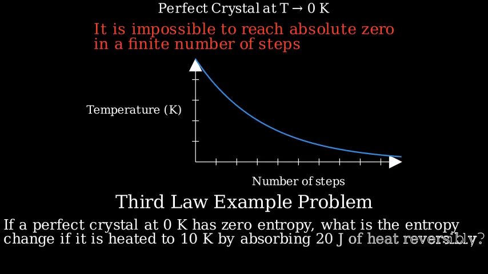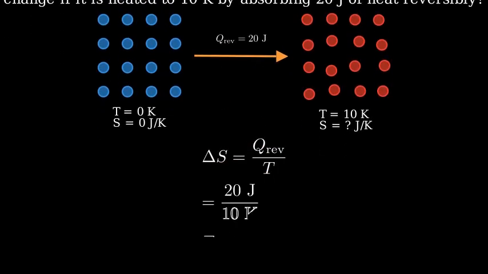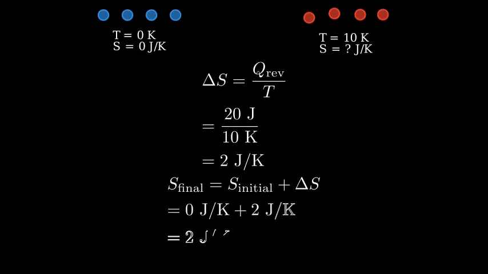Problem: if a perfect crystal at 0 Kelvin has zero entropy, what is the entropy change if it is heated to 10 Kelvin by absorbing 20 joules of heat reversibly? We'll use the definition of entropy change. Delta S equals Q reversible divided by T. In this case, Q reversible equals 20 joules and T equals 10 Kelvin. So delta S equals 20 joules divided by 10 Kelvin, which equals 2 joules per Kelvin. Since the initial entropy was 0 at 0 Kelvin, the final entropy at 10 Kelvin is 2 joules per Kelvin.